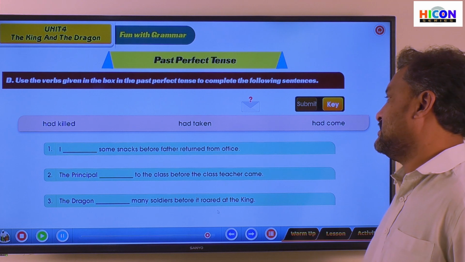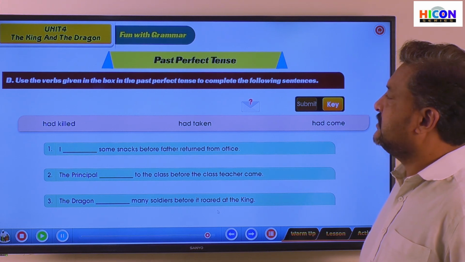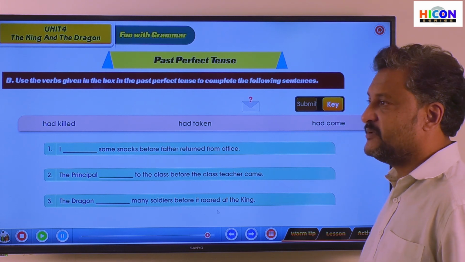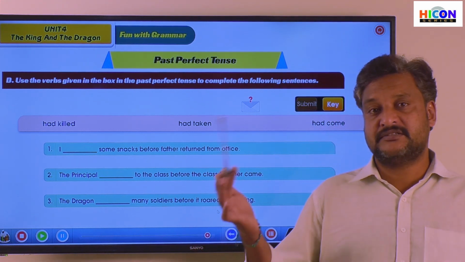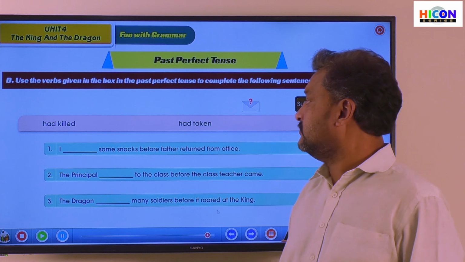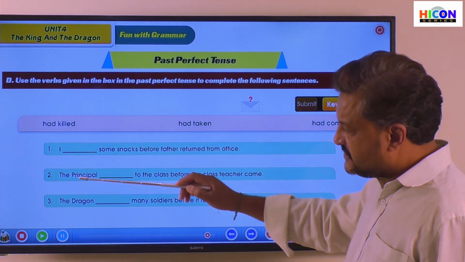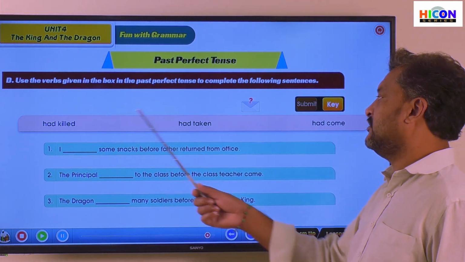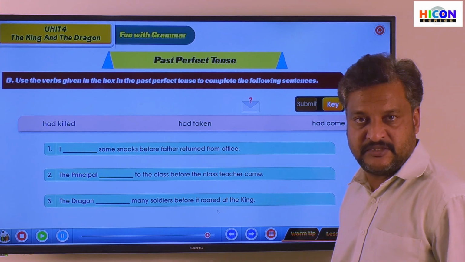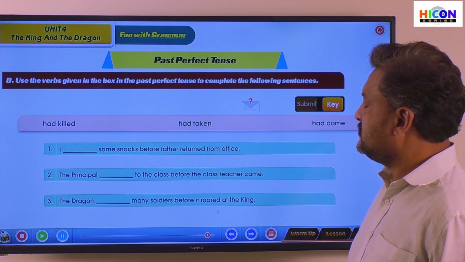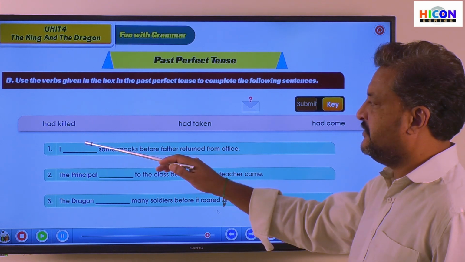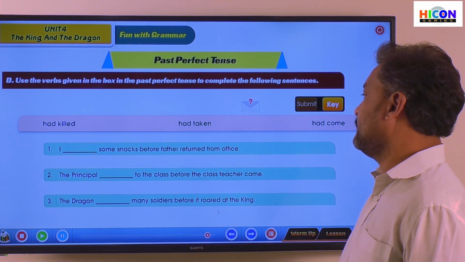Right? Okay. So the next is: use the verbs given in the boxes in the past perfect tense to complete the following sentences. So, in the front of the grammar part, we have learned about the past perfect tense also, which can be used for expressing past activities, right? Now, 1, 2, 3, 3 sentences are there. We have got 3 verbs in the box also. They are in the past perfect tense form, right? Okay. So, we need to select the suitable one with which we can complete these blanks, right?